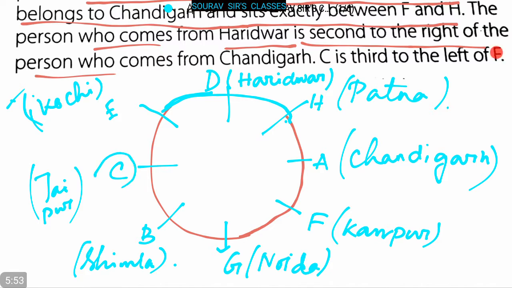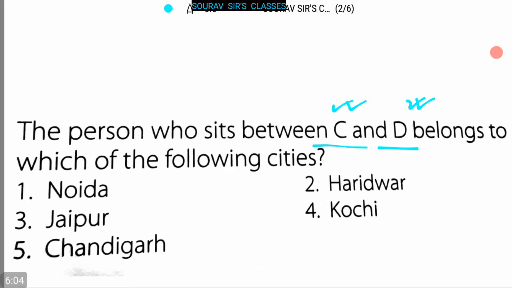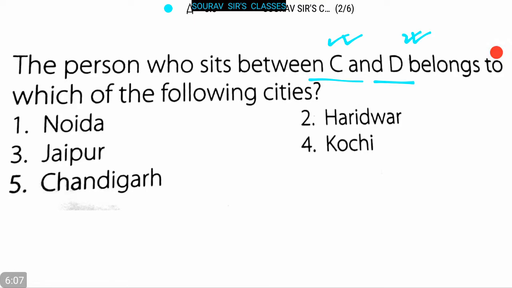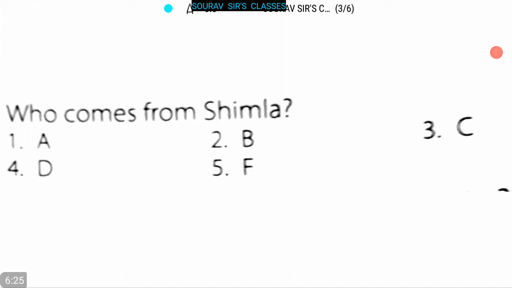So here is C and here is D. So the person between C and D is E, and he is from Kochi. So option 4, that is Kochi, is the correct answer, and the person is E. Now let's go to our next question: who comes from Shimla? From the chart we can easily say that option 2, that is B, comes from Shimla. So B is the answer.